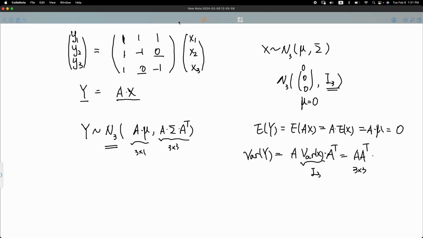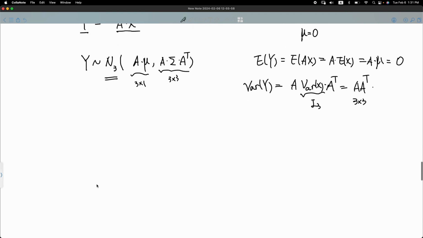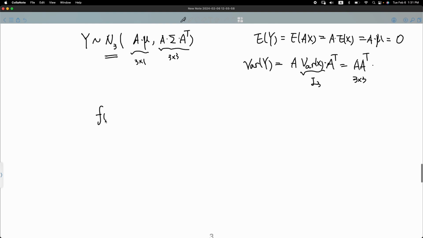Once you have that, you just need to plug into the formulation of a multivariate normal. So f of y, here this y is referring to a 3 by 1 vector. 1 over 2 pi raised to the power of d over 2. Here, d is equal to 3, the dimension. Exponential of 1/2.